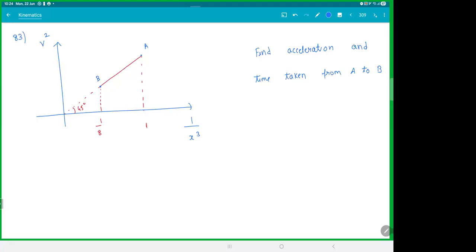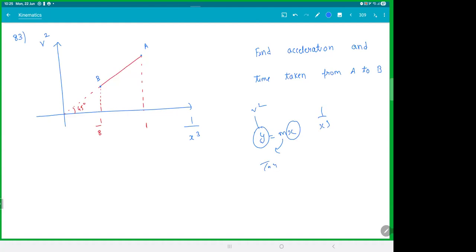So when you see the first thing in the graph, forget about v square and x cube. This is a straight line, and this line is passing through the origin. So y is equal to mx. That's what you should think of. In place of y you have v square, in place of x you have 1 by x cube, and in place of m we have tan 45.